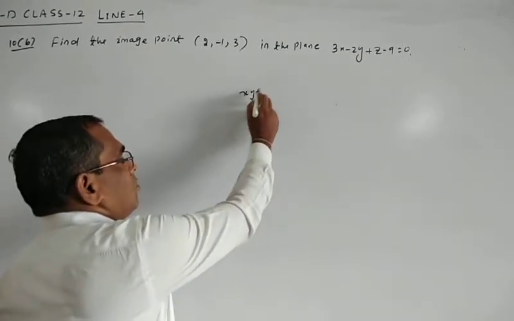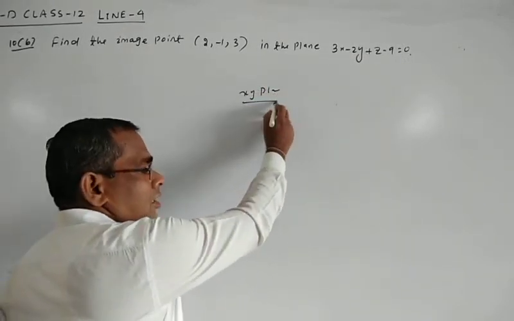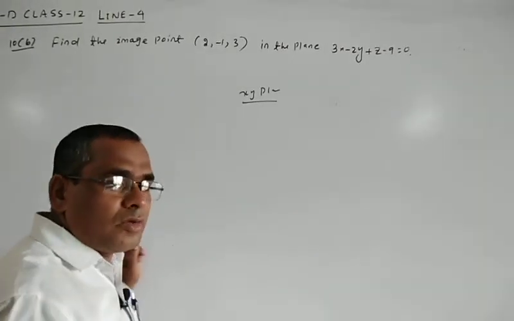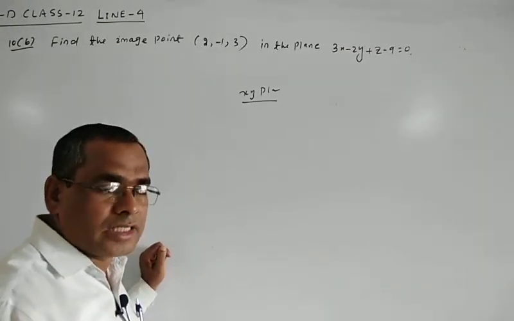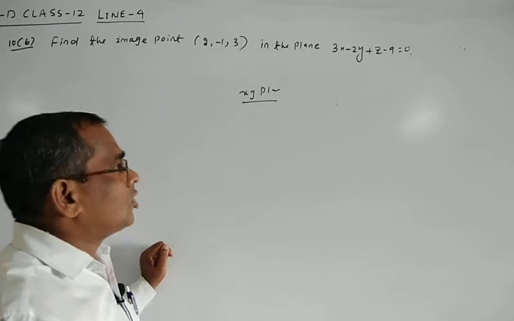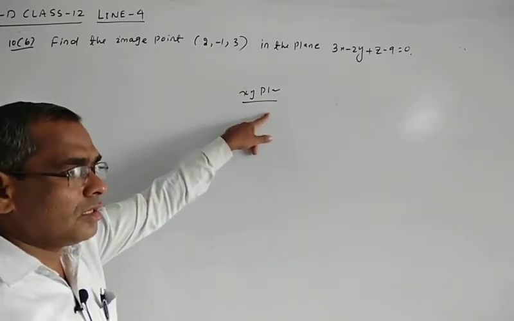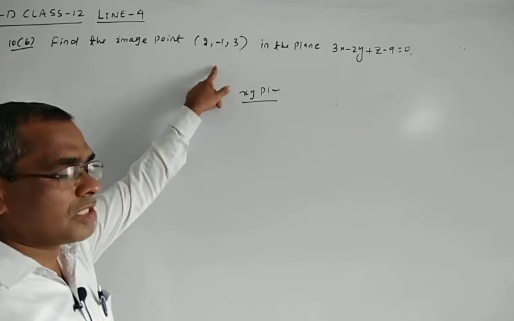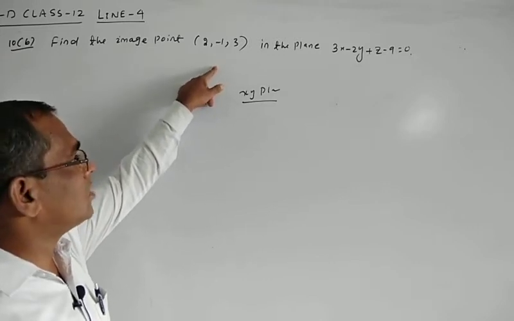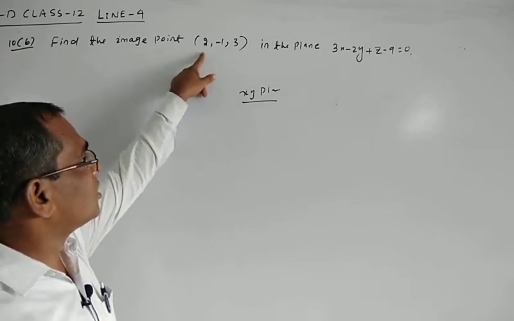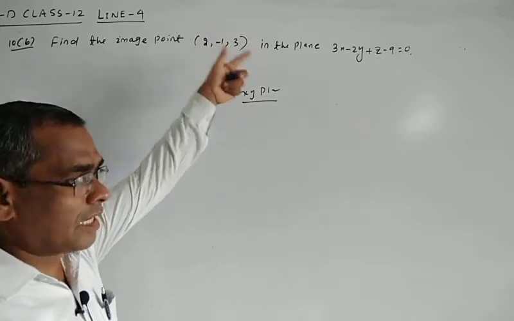With respect to the xy plane, we know which axis is perpendicular. The z axis is perpendicular. So the coordinate of the image point with respect to the xy plane must be with the z coordinate changed. That means the image point is (2, -1, -3).